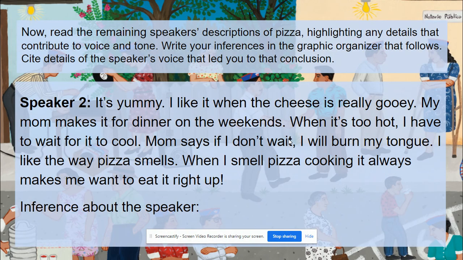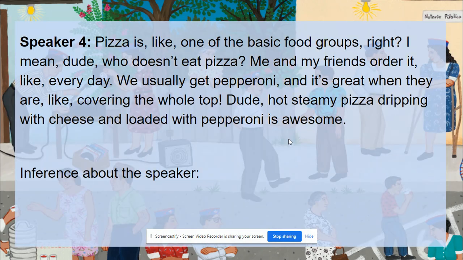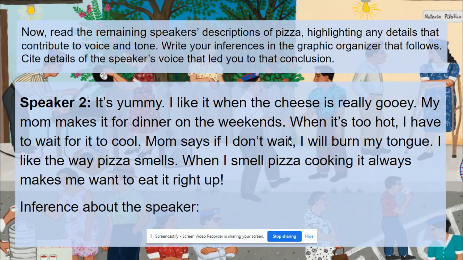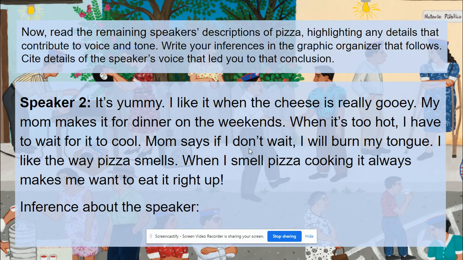So let's go on to speaker 2, and we're going to do the same thing here. I'm going to read this. You can pause it. You can go to the speaker 2 chart and work out the chart. We'll do it for 3 and 4. And after you've filled out the chart, you want to come here where it says inference about the speaker, and just write one sentence. The speaker is probably, and just make a generalization about what you think the speaker is like. Speaker number 2.